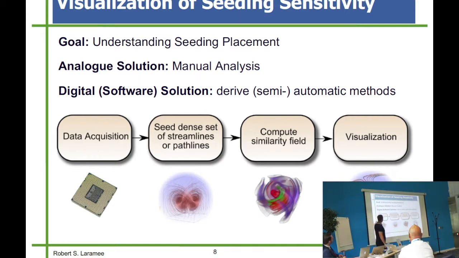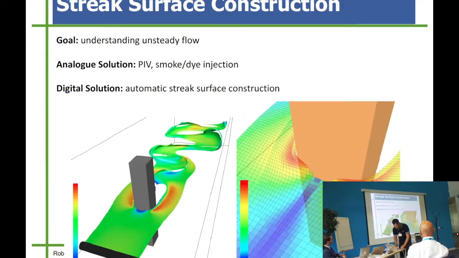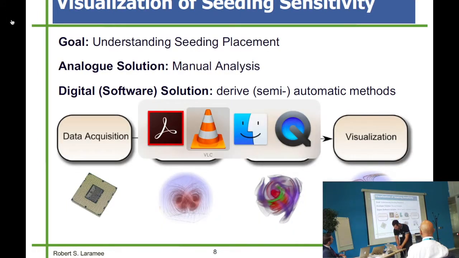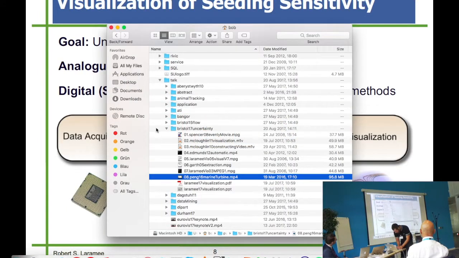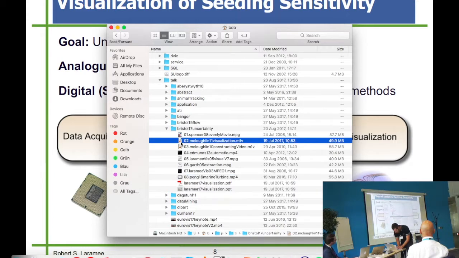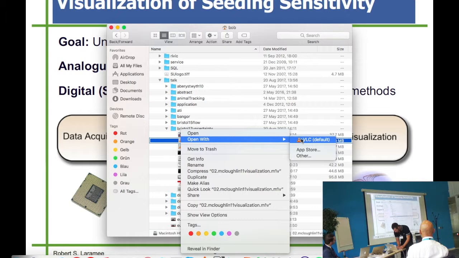So the overview is we start with our simulation data. That's our starting point. We seed a set of streamlines or path lines, so this applies to both steady and unsteady flow. We compute something called a similarity field, and then we visualize that field. So the key is really computing the similarity field. The similarity field indicates how sensitive the seeding position is with respect to position.